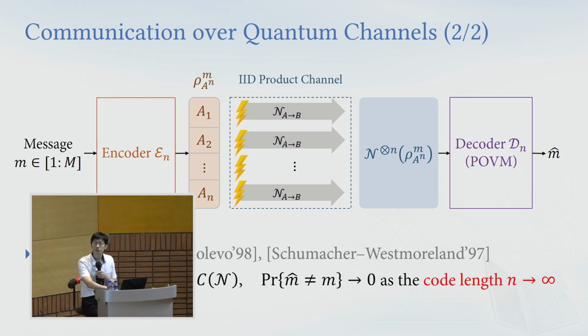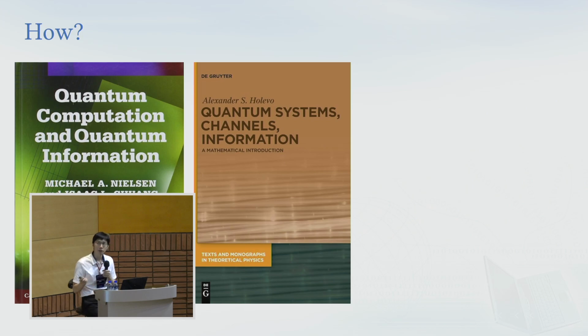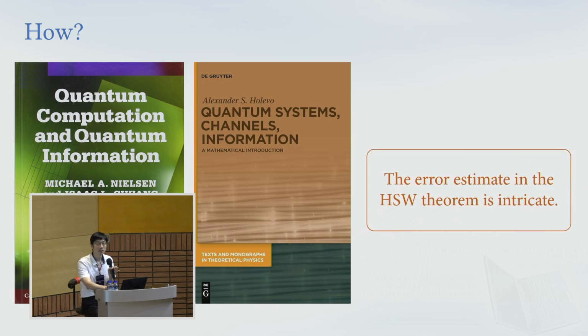But how do we prove this HSW theorem? Well, you can check the Nielsen and Chuang book in the last chapter, chapter 12, or Holevo's book. However, their proofs are quite long, and there are some subtleties in their proof. They are not just using a naive typical projection and typical decoder, but there is some complicated analysis in their proof. However, there are also some technical assumptions in their proof.